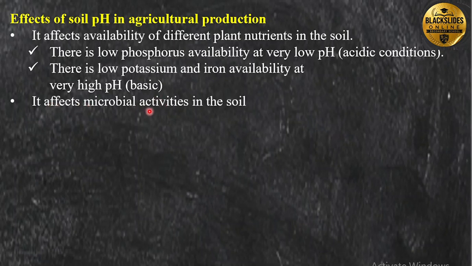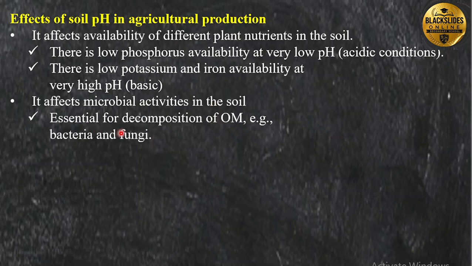So it affects microbial activities in the soil. Remember that microbial activity is responsible for decomposition of organic manure, rather organic matter. OM is organic matter. So if the pH is not suitable for activities of microbial organisms, then there will be less or no organic matter in such a soil. Therefore, crops will not do well.